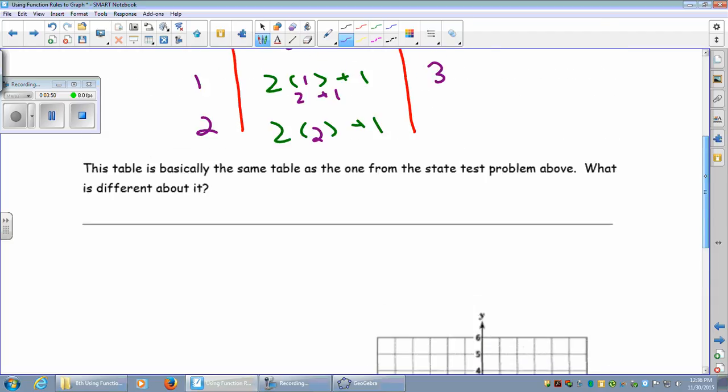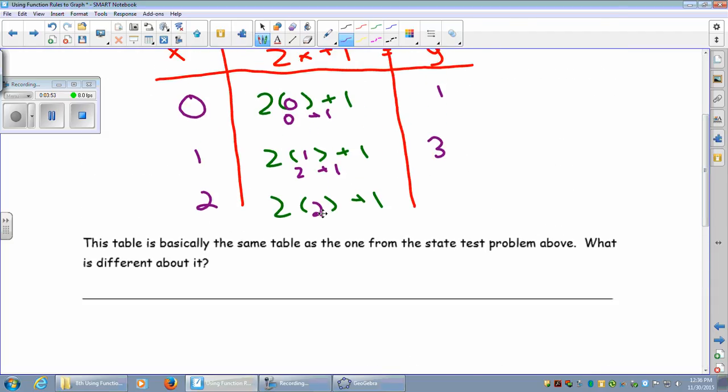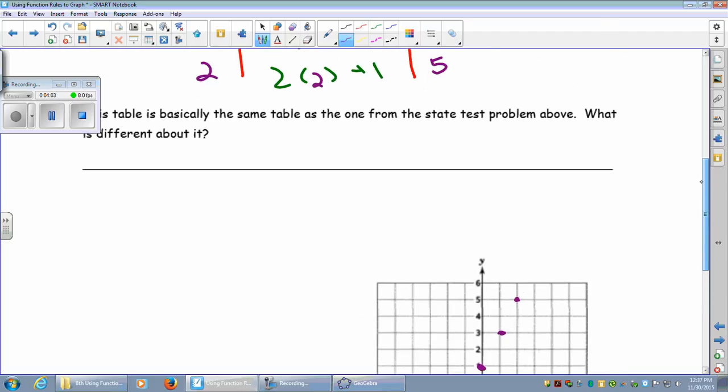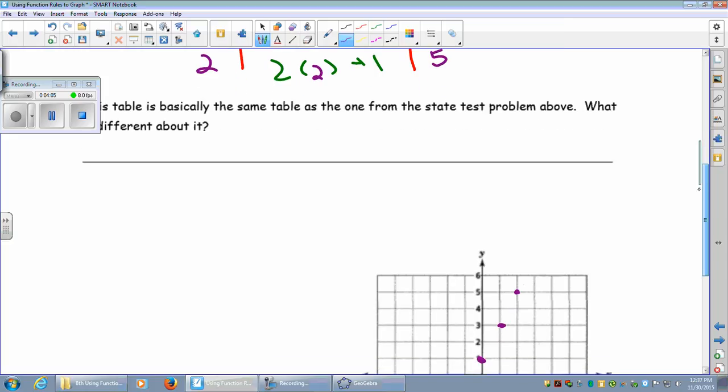And last but not least is 2 times 2, which is 4, plus another one, which is 5. So (2, 5) is my last coordinate. It is not enough to just stop right there, though. We need to put a line on this.